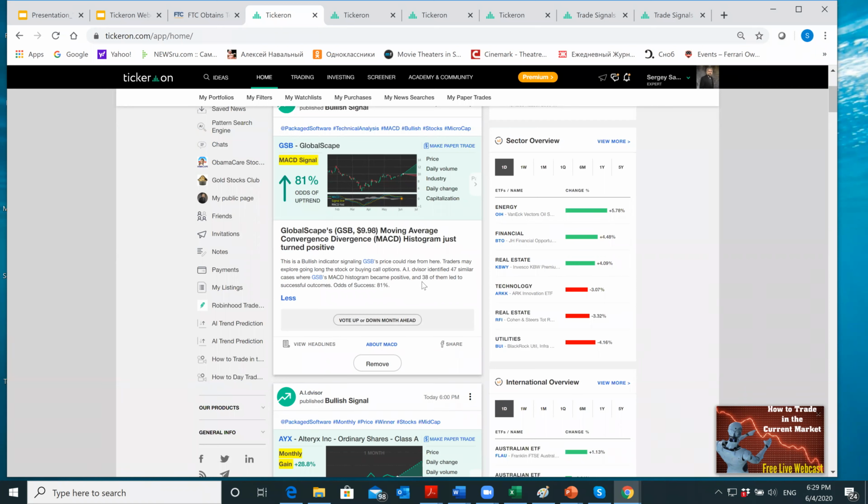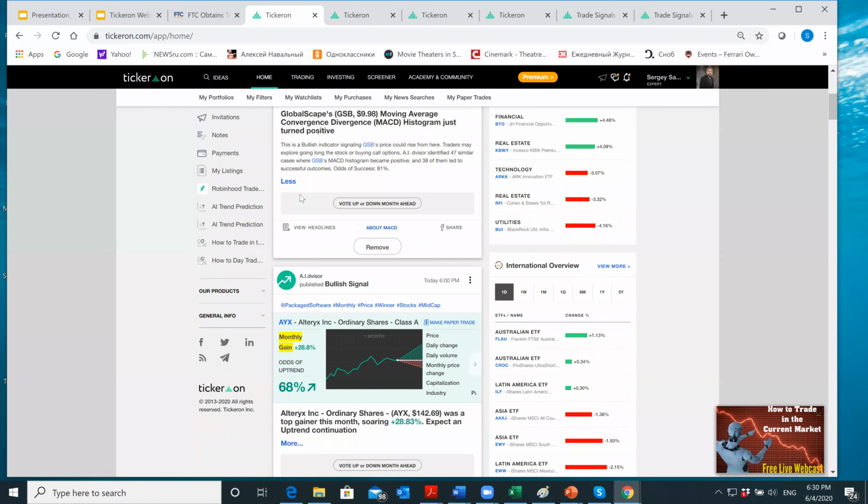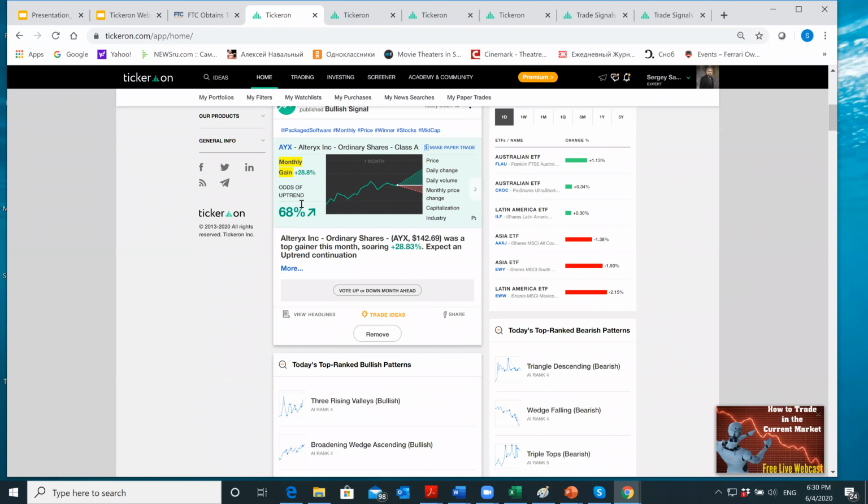As you can see, we went back and looked at this intersection. You see, the signal just showed up. And then we found 47 similar cases, and 38 of them were a good continuation of this trend. And that's the way we calculated 81. Then you keep scrolling and you're going to find a different type of signals.